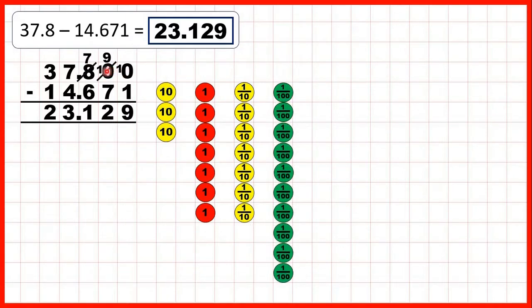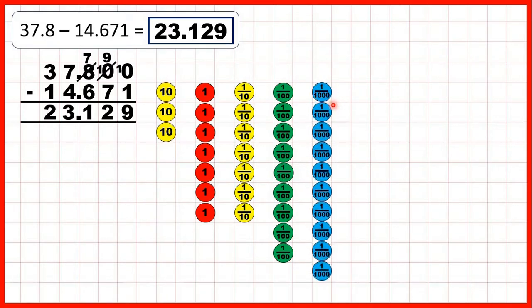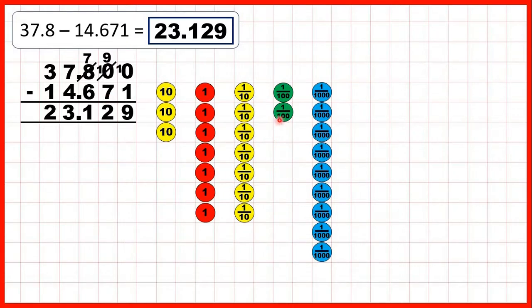Then we took one of those hundredths and exchanged it for 10 thousandths, so we can take a hundredth counter and that's the same value as 10 thousandths. So now we can take 1 thousandth away to leave us with 9 thousandths. Then we subtracted 7 hundredths, so if we take away 1, 2, 3, 4, 5, 6, 7 hundredths, that leaves us with 2 hundredths in our answer. Then we subtracted 6 tenths to leave us with 1 tenth.